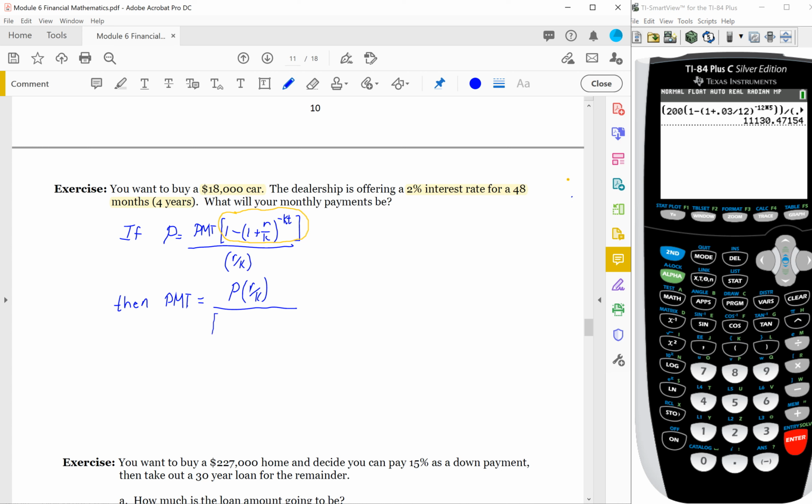And then divide by that bracketed expression to write it as 1 minus 1 plus R over K to the negative KT. This is our formula. Solve for your payment amount. And now let's put our information in. The P, the initial balance, the $18,000, times your interest rate, 2%, written as a decimal. Divide by 1 minus 1 plus your interest rate divided by 12 raised to the negative 12, and we're doing this for 4 years.